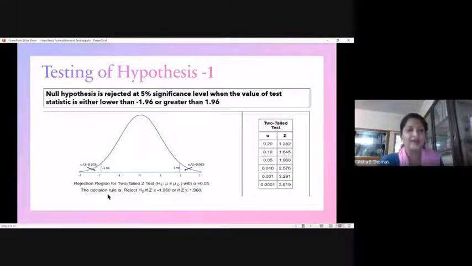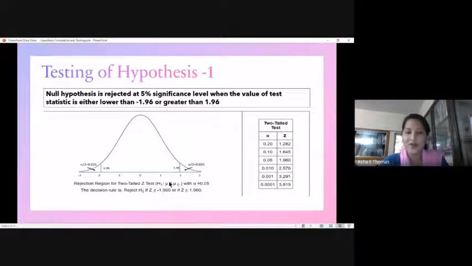So in a two-tailed test, the rejection region for a two-tailed test in Z, a large sample test, is where we say that H naught, our null hypothesis, is mu equal to mu naught and the alternative hypothesis is mu not equal to mu naught, with an alpha of 0.05 significance. So that is 5% significance. The decision rule is that we reject H naught if the test statistic is less than or equal to the negative value, or greater than or equal to this value.